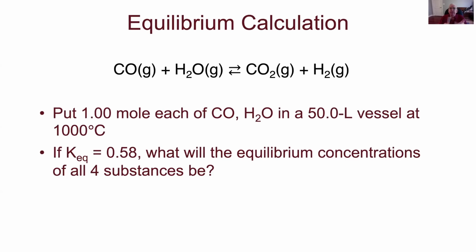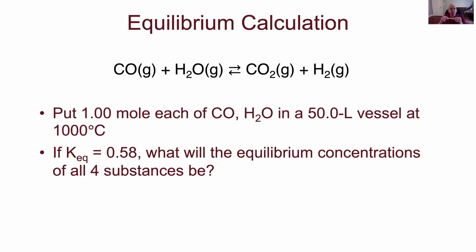The second option on these problems is one that's usually a little bit harder, and that is to solve for the equilibrium concentrations. So here I have a reaction, carbon monoxide and water reacting to make CO2 and hydrogen. This reaction actually has a name. It's called the water gas shift reaction.